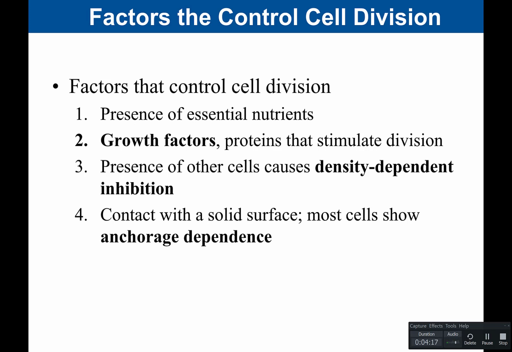Presence of other cells causes what's called density-dependent inhibition, meaning that when cells start to pack in tightly, they will receive a signal that tells them to not divide. And you're going to see in a minute that this is to protect against cancer. Cancer cells lose that density-dependent inhibition. They start to just pile up. They don't get that signal to stop, and they just pile up and they end up forming tumors. And then lastly, we have contact with a solid surface. Most cells show anchorage dependence, meaning that they have to be attached to some surface in order to divide.